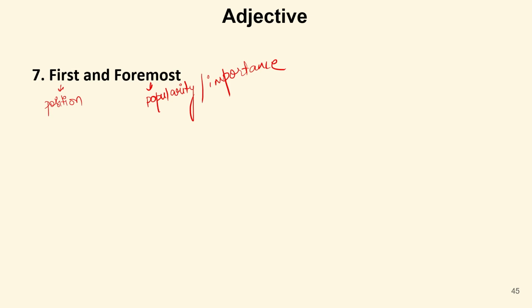That was the first class that I gave online. But this is the foremost lecture that I give. First and foremost are divided on the basis of position and popularity. So this is the difference between first and foremost.